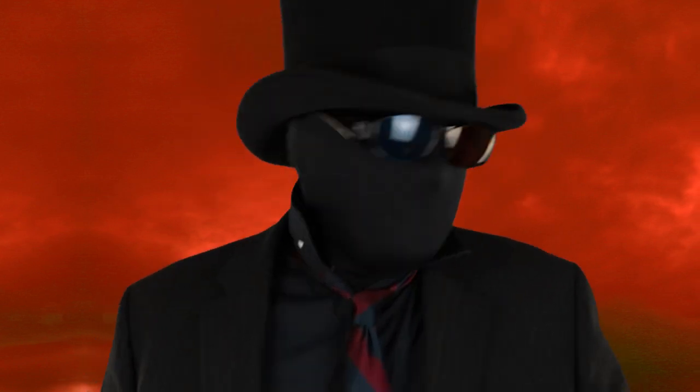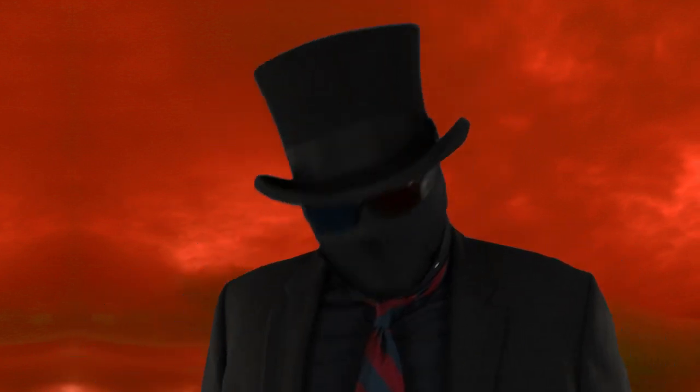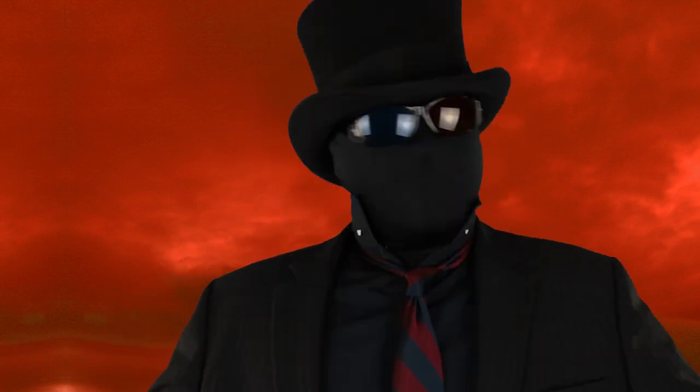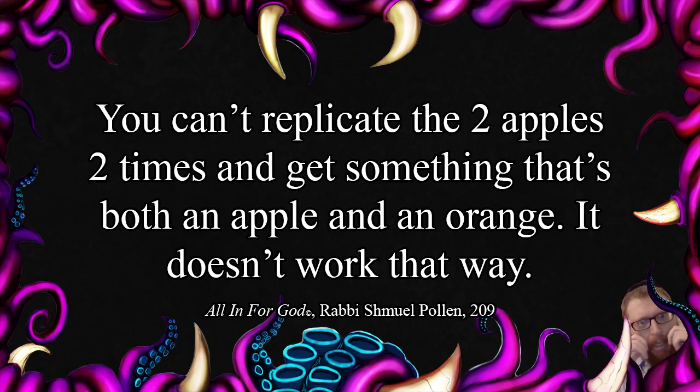There are 2 times 2 wubbies, 4 wubbies. But now let's do what you did in the last chapter and do 1 apple plus 1 orange. Apparently, for some reason, that's not an issue for you, so 1 apple plus 1 orange is, what, one of something that's both an apple and an orange? An apple orange? You can't replicate the 2 apples 2 times and get something that's both an apple and an orange. It doesn't work that way.